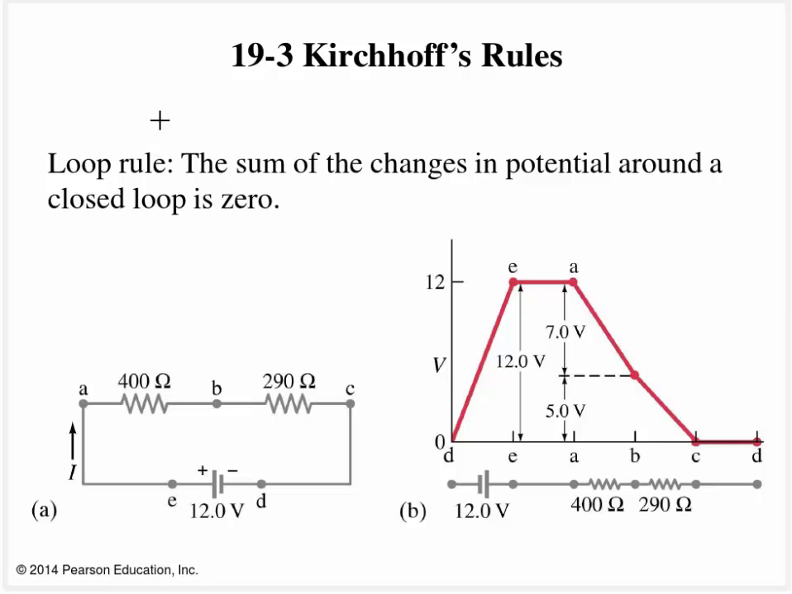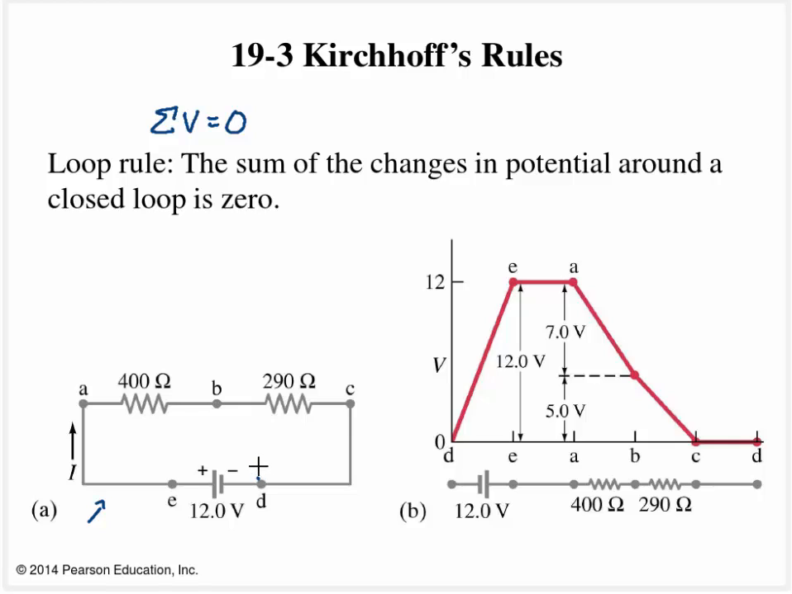Now, the other rule that we need to get some other equations is the loop rule, and I always like to write it as: the sum of the potential in any given closed loop is going to be equal to 0. So take a look at this small circuit down here.